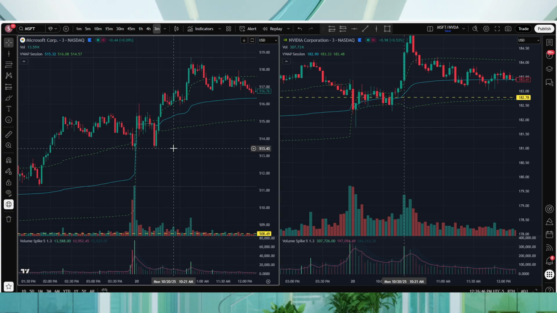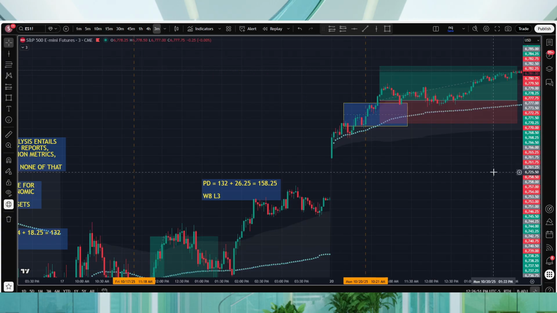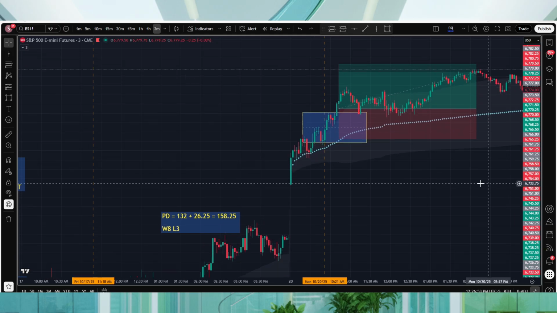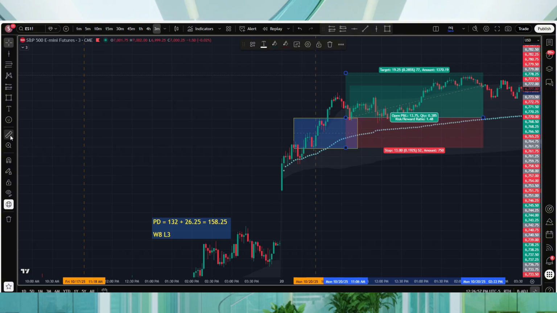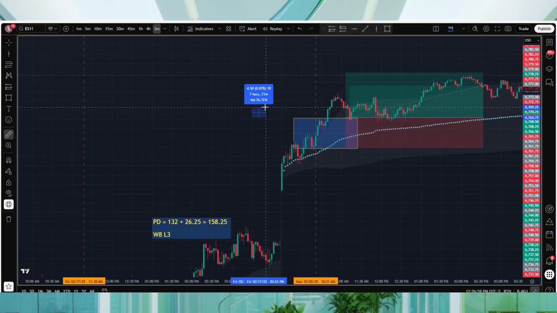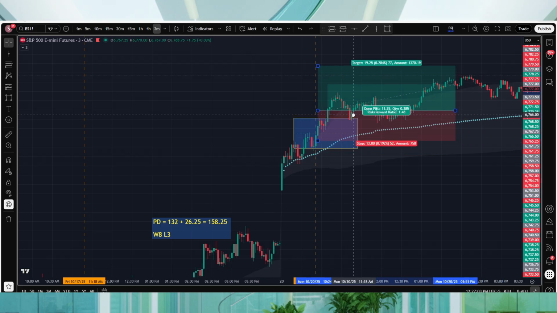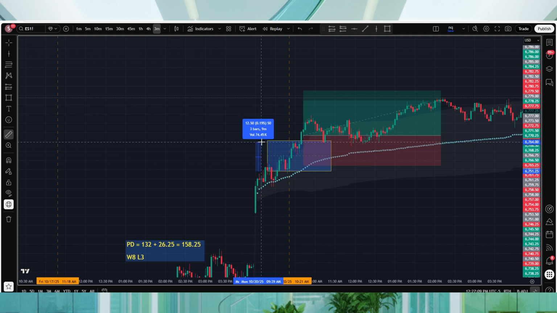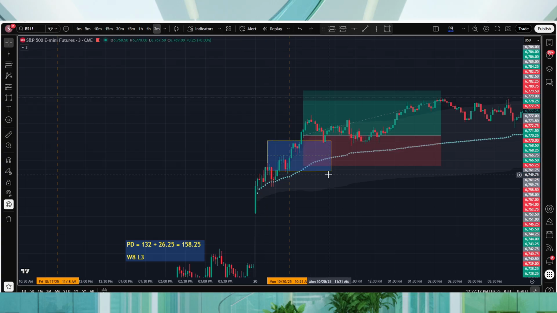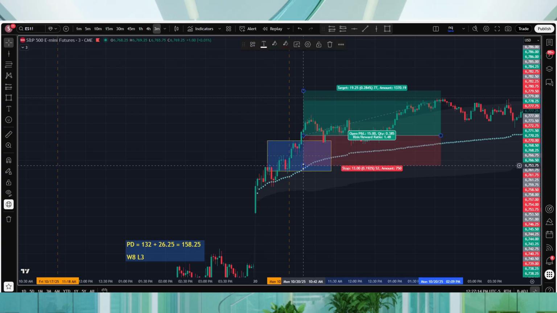Our first signal on October 20th is 10:21. Bit of a large entry here. Sorry, a large move above the candle. We take a little bit of a retracement back. Our stop is 13.25.